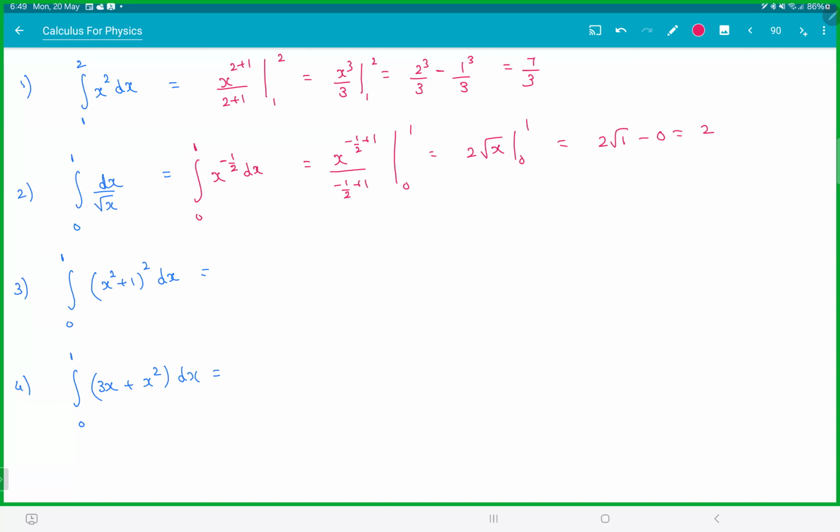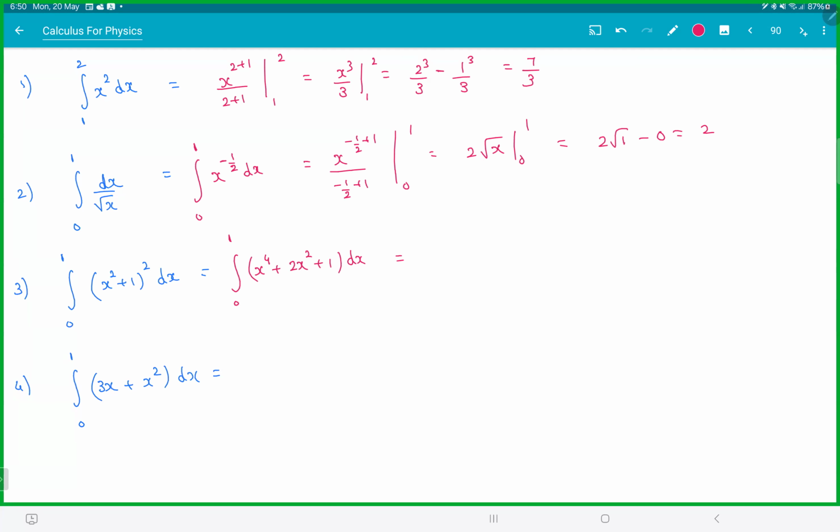13 by 5, 28 by 15, 11 by 5. Nothing is matching. 28 by 15. Let's see. So expand this: x power 4 plus 2x square plus 1 dx. Limits will go from 0 to 1.